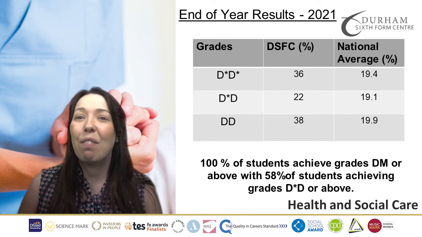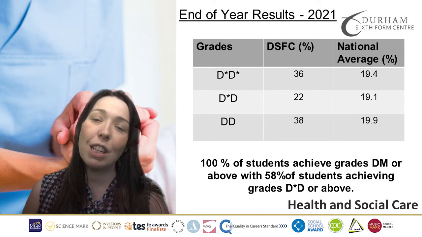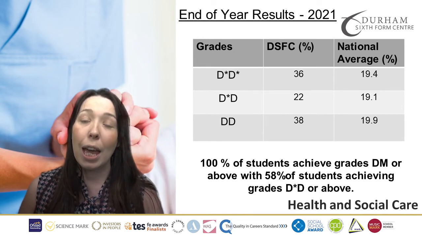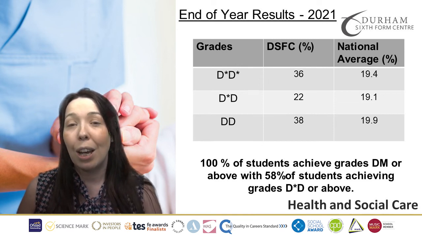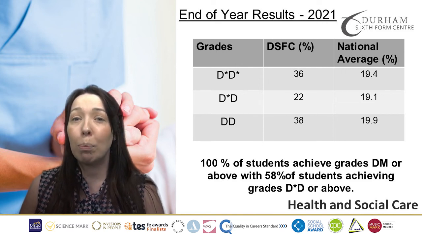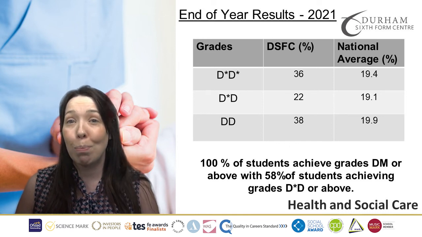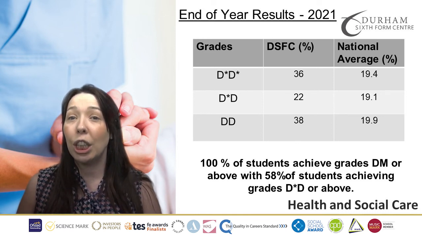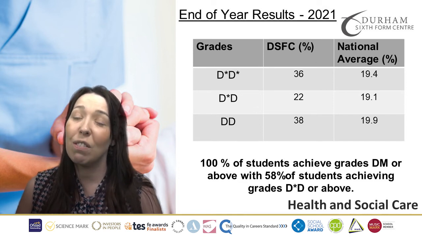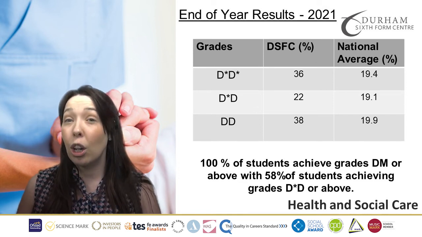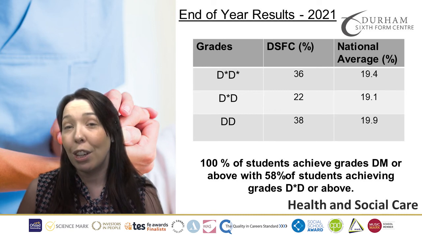Okay, so now finally our results. We do have fantastic results in health and social care, and here's just some of our achievements over the last few years. 100% of our students who are enrolled on the Diploma qualification achieve grades D, M or above, with 58% of students achieving D star D. Considering there's an exam element, these are really, really good results.